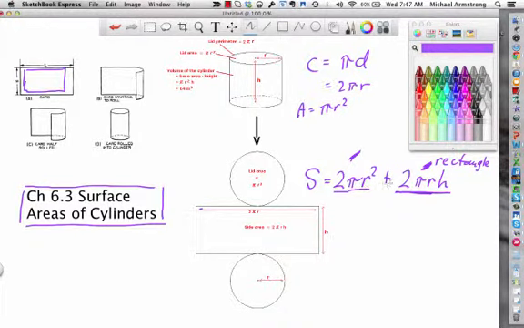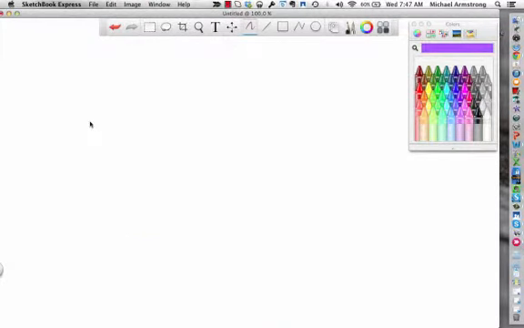So it's 2 pi r squared, which is 2 times the area of the top, area of the top times 2, plus the area of the rectangle, the unrolled rectangle, which has to do with this picture here.